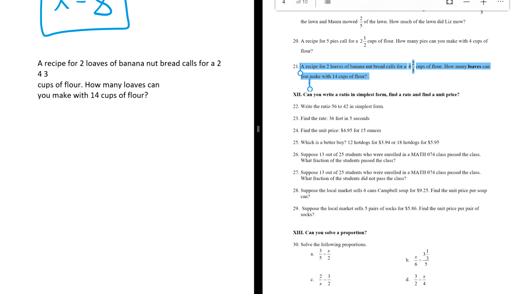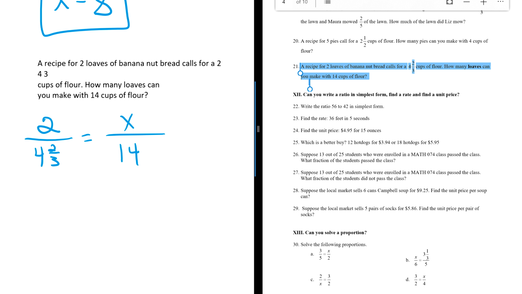All right, there is our proportion. How am I going to do this? I've got a recipe for 2 loaves of banana bread, which calls for 4 2/3 cups of flour. How many loaves can you make with 14 cups of flour? So I'm going to set them equal. The denominator is the cups of flour, so this is going to be 14 over here. And then I'm going to solve for how many loaves of banana nut bread I can make.